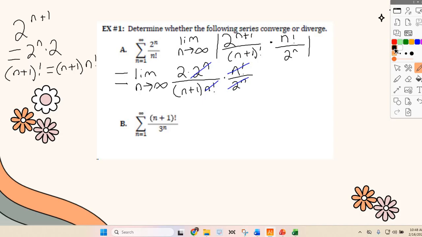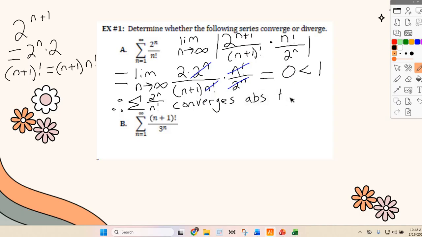So what is that limit going to equal? 0. Okay. So what's my conclusion then? So this is less than 1. So therefore, my sum of 2 to the n over n factorial converges absolutely by the ratio test.